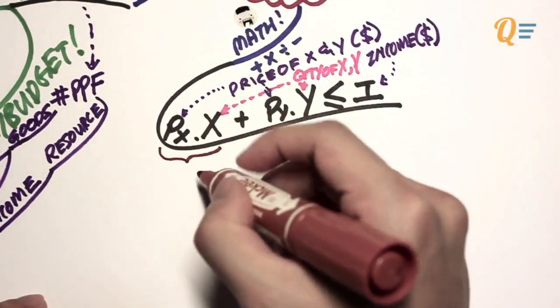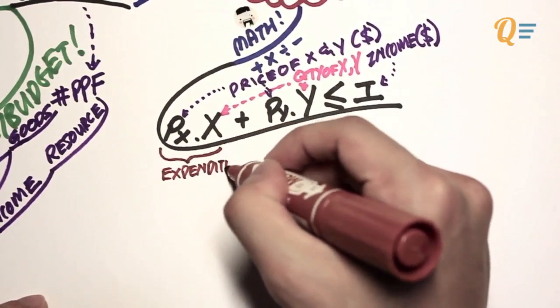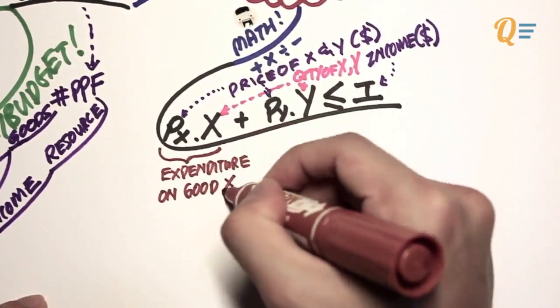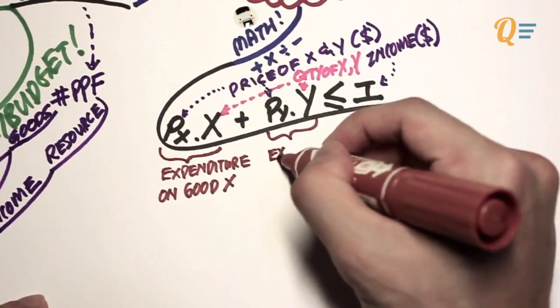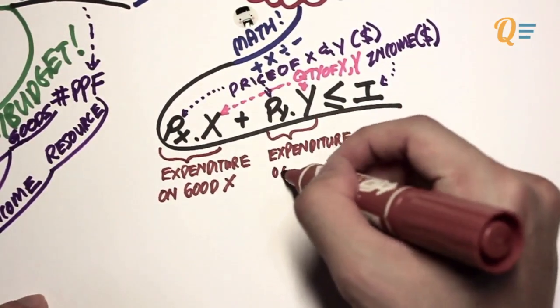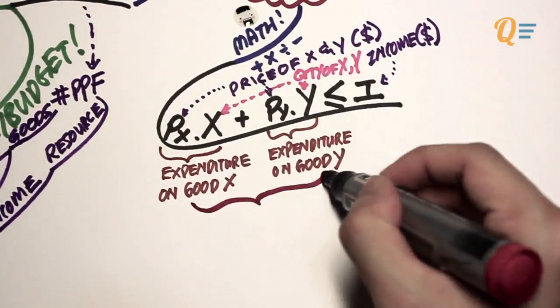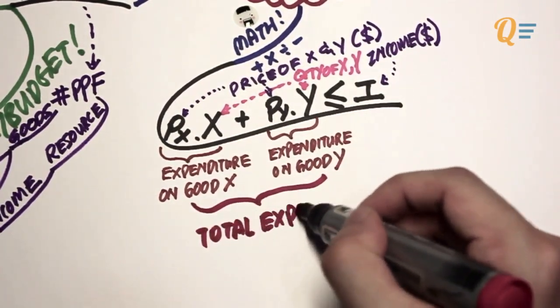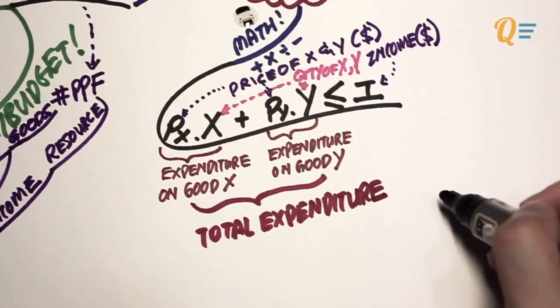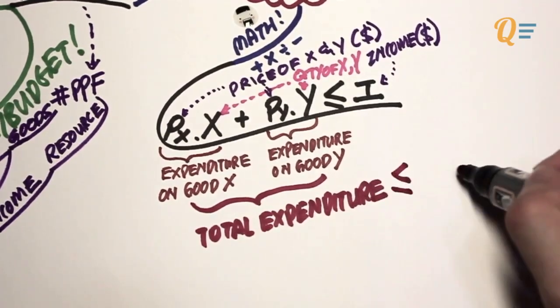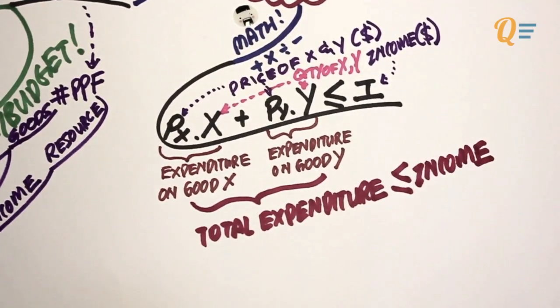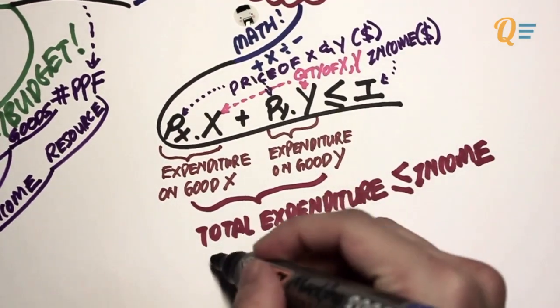Something else pretty obvious is that the price of X multiplied by the quantity of X represents the total expenditure on good X, whereas the price of Y multiplied by Y shows the expenditure on good Y. So if you add up expenditures on both good X and good Y, you get the total expenditure of this particular consumer. And obviously, this amount has to be less than or equal to the income this person makes.